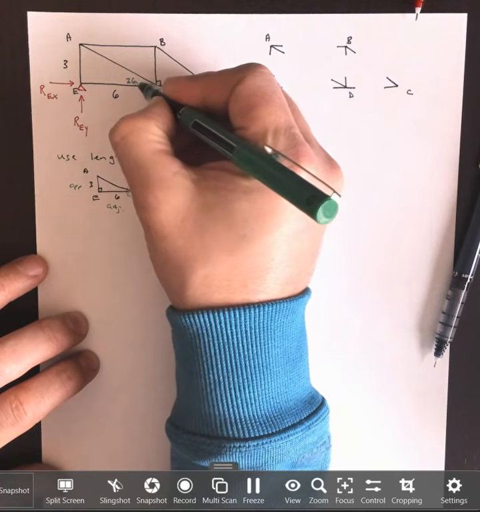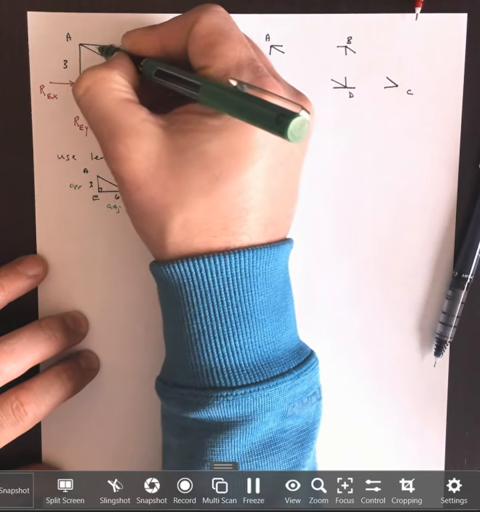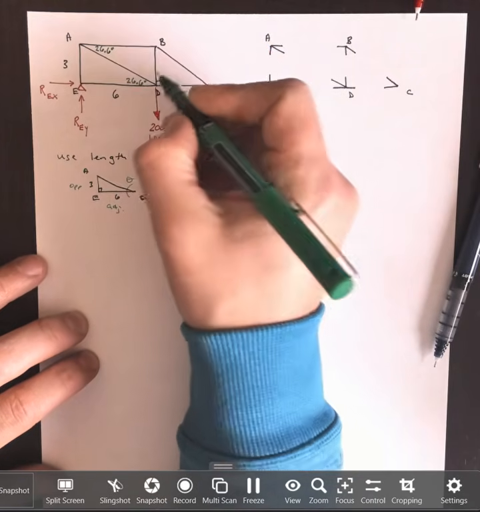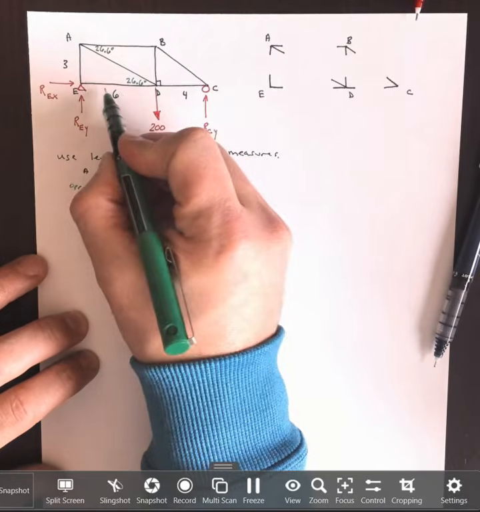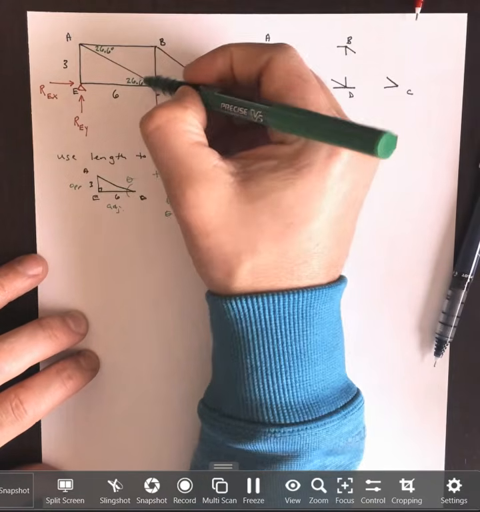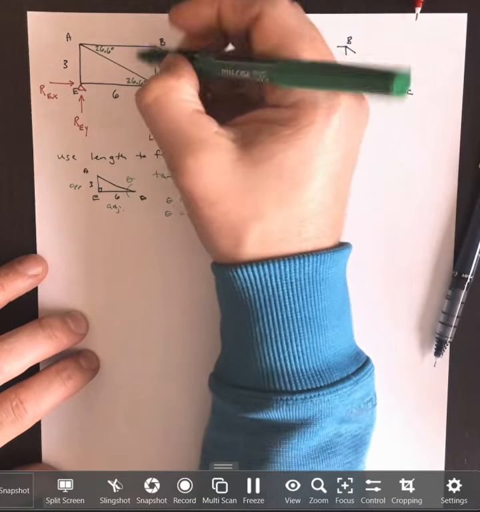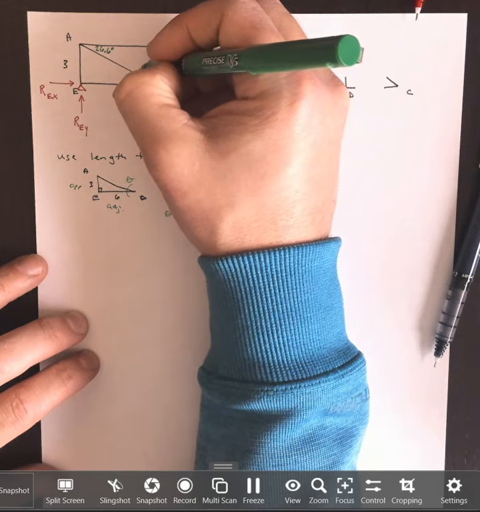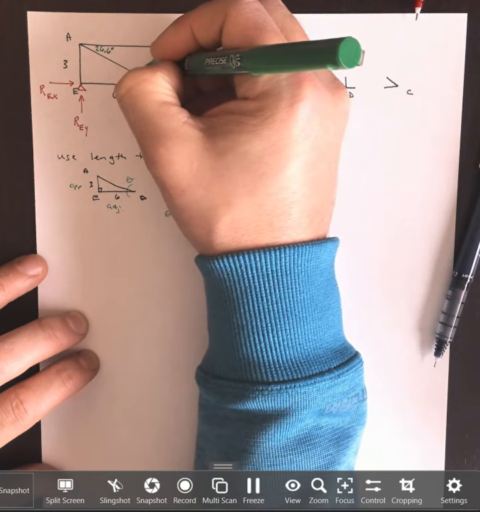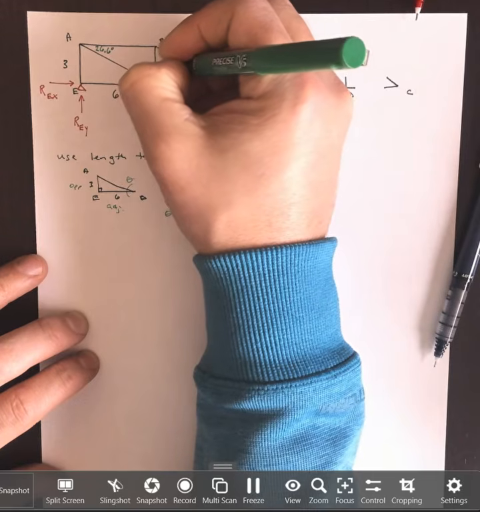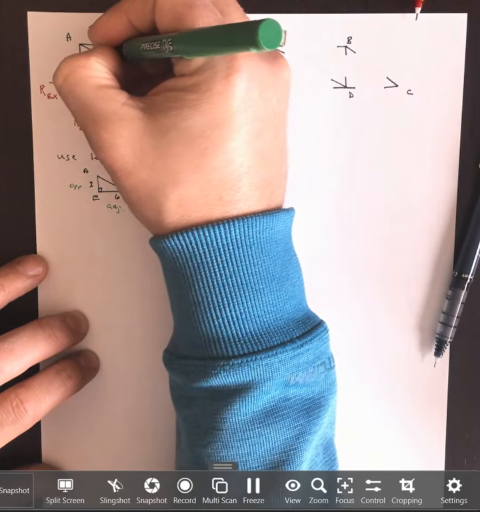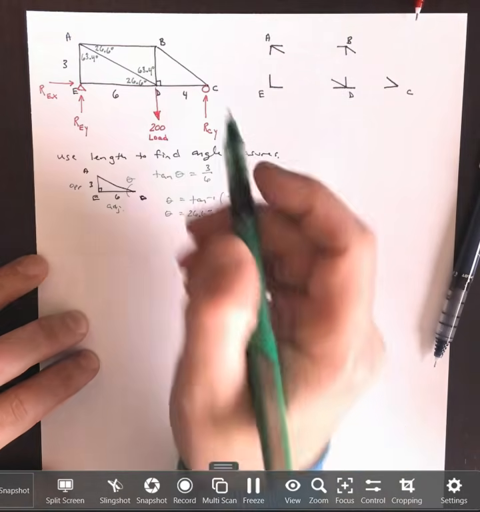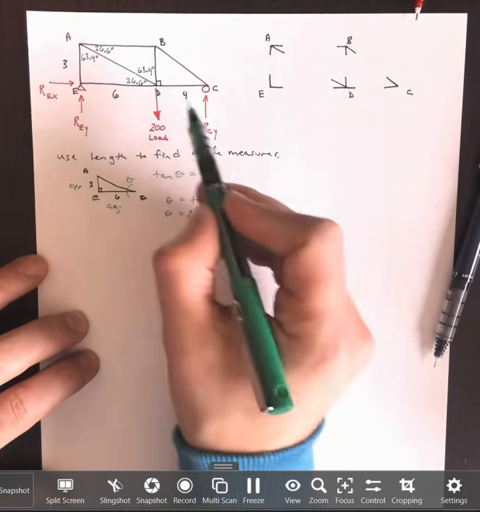So I'm going to fill in what I know here. That's 26.6 degrees. The alternate interior angle is also 26.6 degrees because BD is perpendicular to the base here. These two have to add up to equal 90. So I'm going to have 63.4 and 63.4 over here. Another alternate interior angle. And I've got all these little angles now.